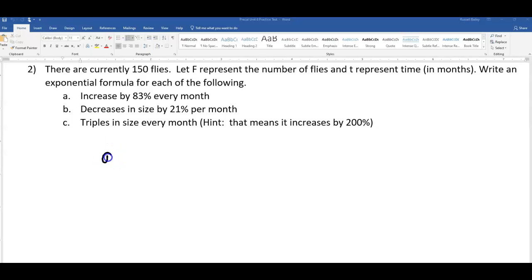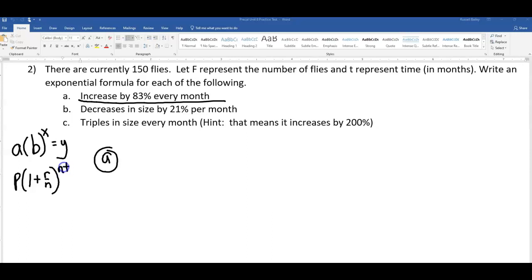All right, so part A. We want it to be increasing by 83% every month. Now, to write an exponential formula, we have 3 formulas that we've learned in this chapter so far. We've learned about this. This is what I would just say is the most basic exponential formula. We've also learned about this one. This is the compound interest formula. And we've also learned about this one. This is the continuous growth formula.